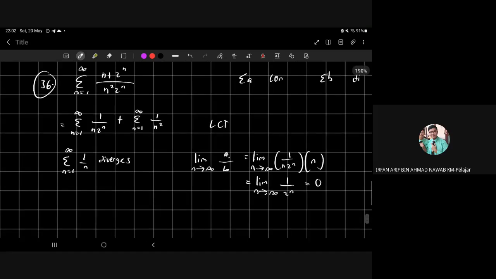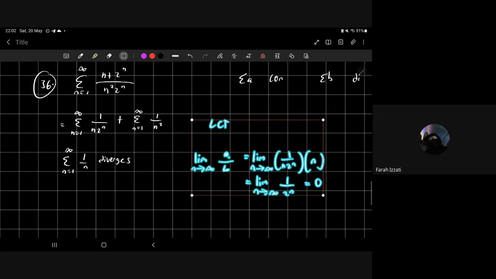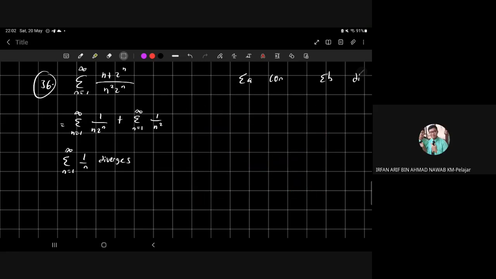So both tests fail. But remember, this could converge. If it converges, then the addition of another converged series converges, so the whole thing converges. All right, let's try that. If you want to show it converges, then we have to compare with 1 over 2 to the power of n.